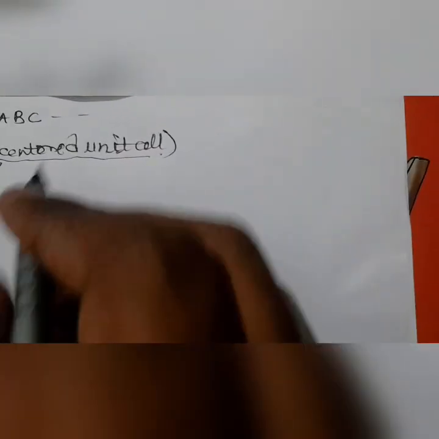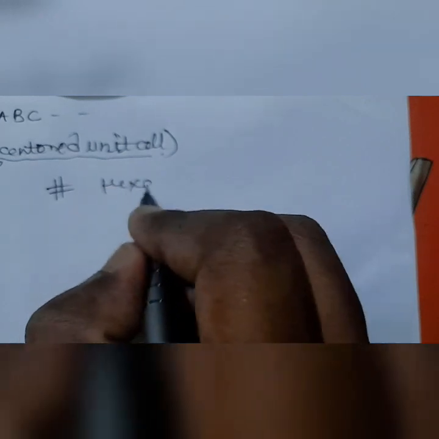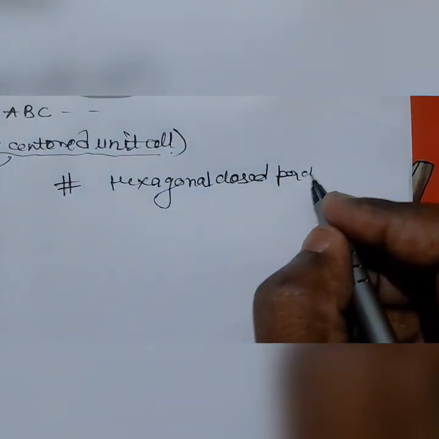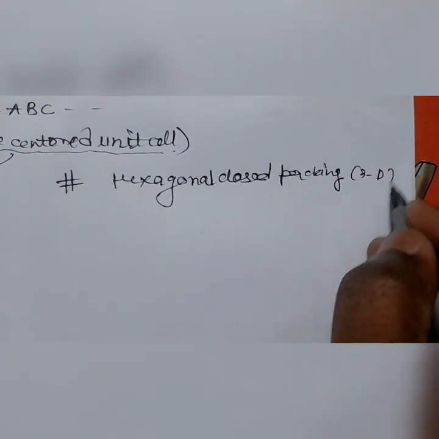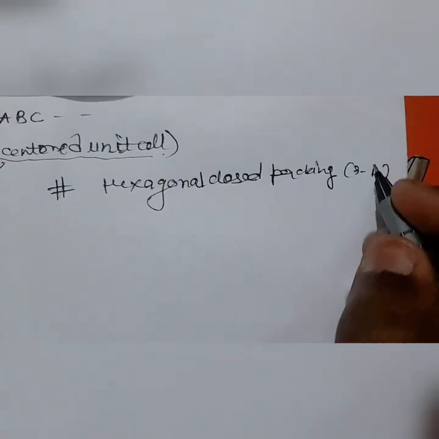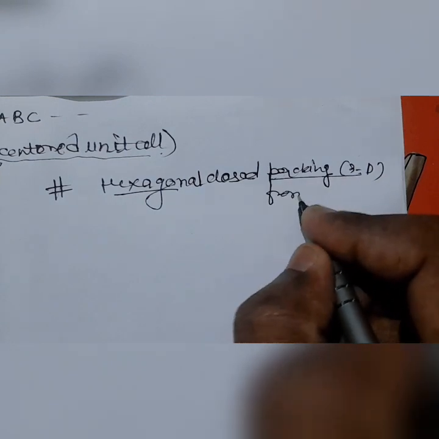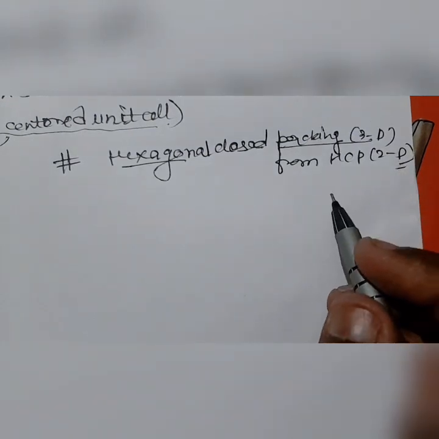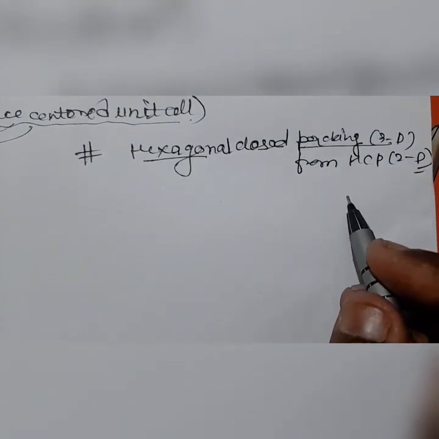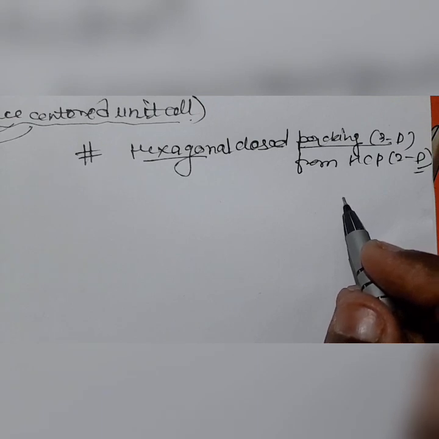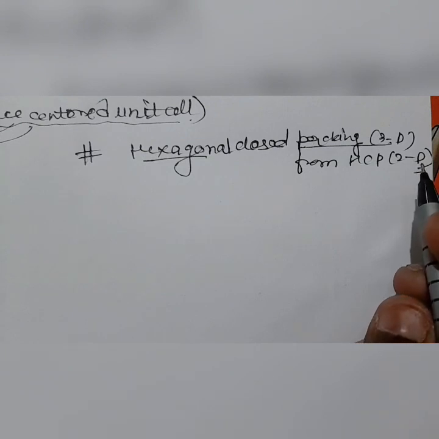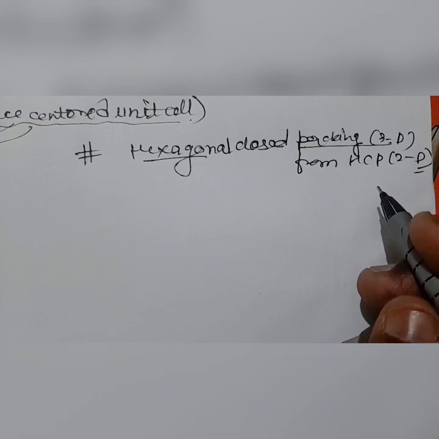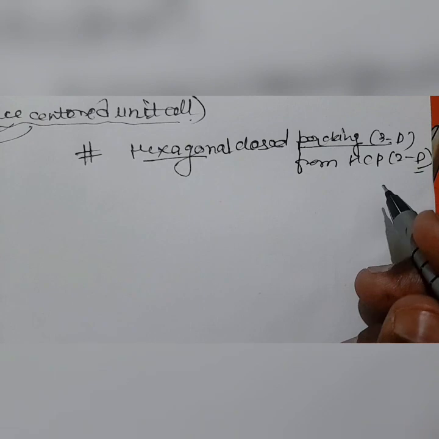There is another important kind of closed packing in 3D, that is hexagonal closed packing in 3D, that is from SCP 2D. Okay, here a different kind of pattern is given. Layer A has 7 atoms, layer B has 3 atoms, and layer C also has 7 atoms. Layer A is SCP 2D, and layer B is placed over the voids of layer A, and layer C is same as layer A.